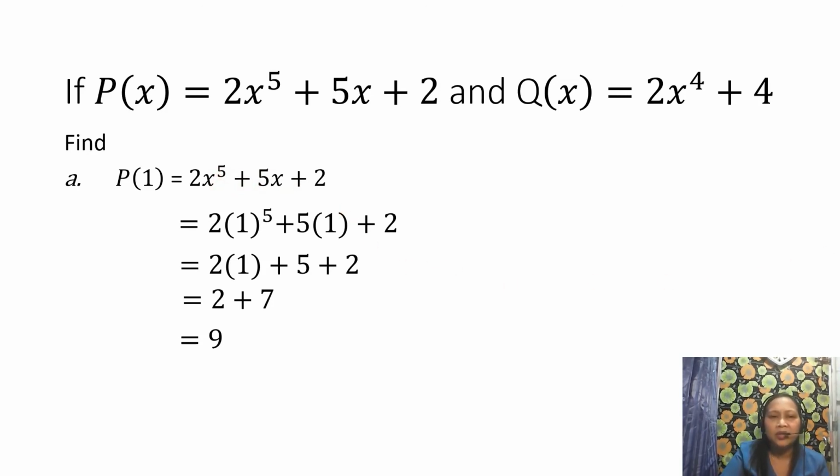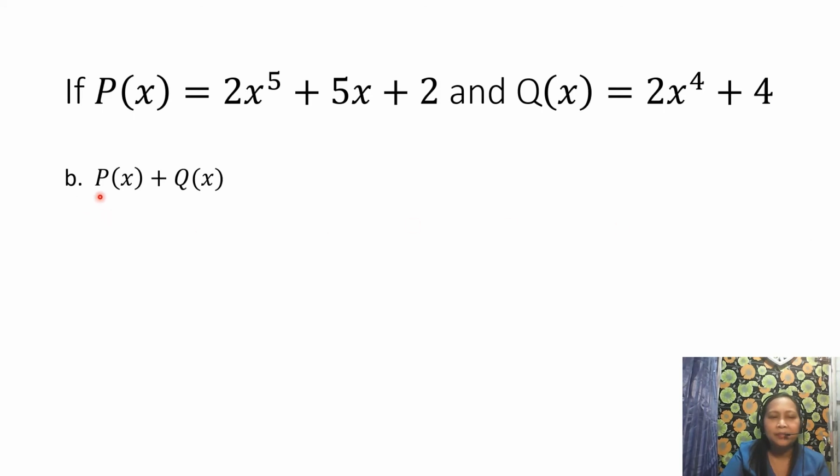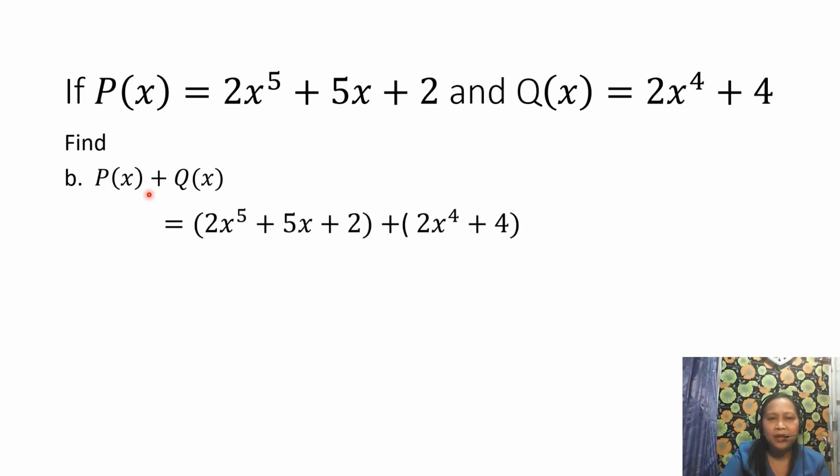Now let us try to find p of x plus q of x. What we're going to do, we will just add these two examples, the p of x and q of x. So p of x is equal to 2x raised to 5 plus 5x plus 2, plus q of x is 2x to the 4 plus 4. How are we going to add? So you need to remember how to add expressions. In order for you to add expressions, they should have the same variables and same exponent.